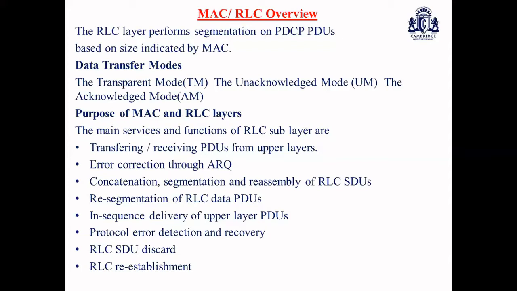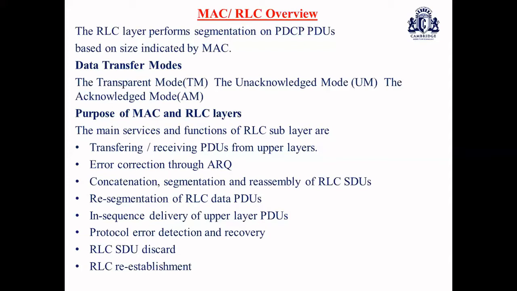The MAC layer provides services to RLC through logical channels. It accesses all the data transfer services which are provided by the physical layer through the transport channels. So these are the things which we need to know about MAC as well as RLC. When it comes to the modes of execution, what are the different transfer modes available for us?